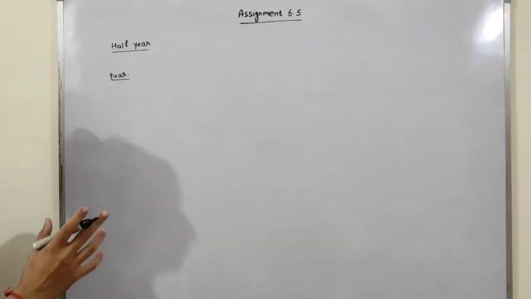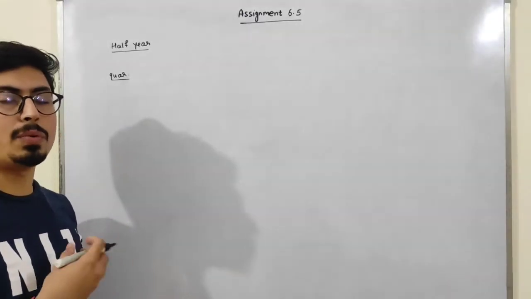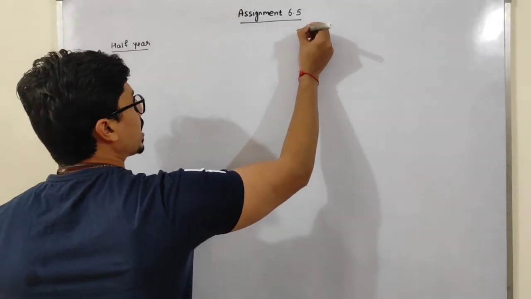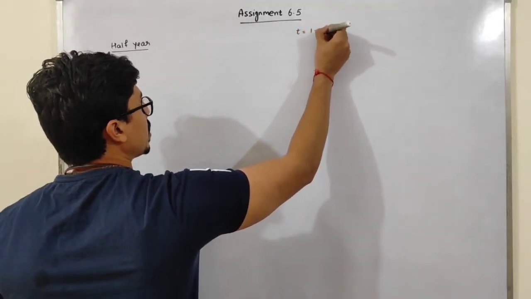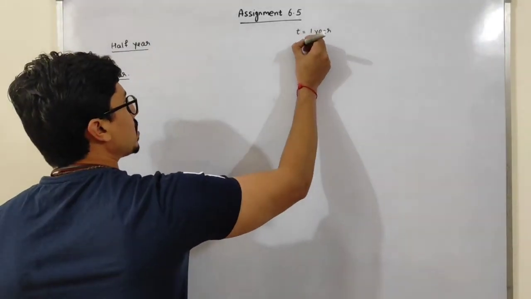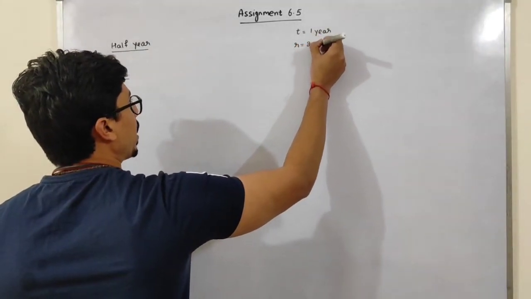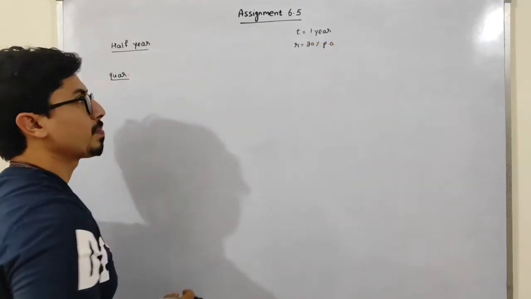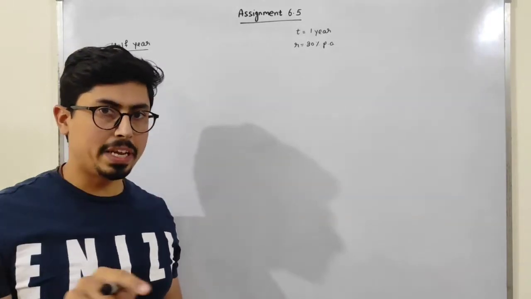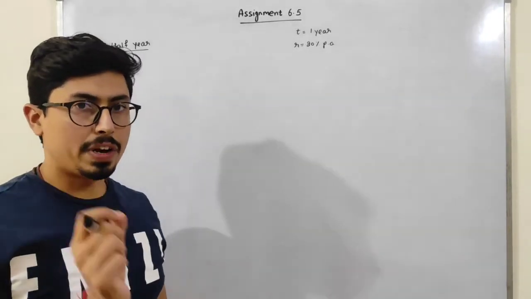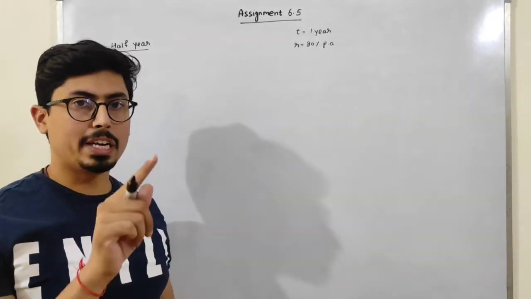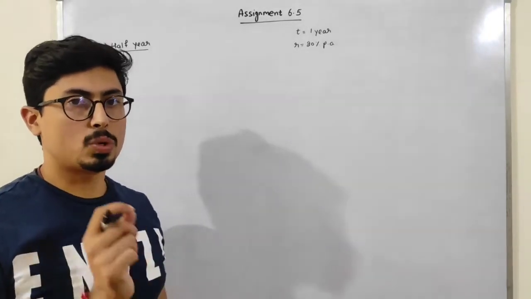See, what does half year mean and what does quarterly mean? If I take an example like time equals 1 year and rate is 20% per annum, that means in a complete 1 year, the rate of interest will be 20%.